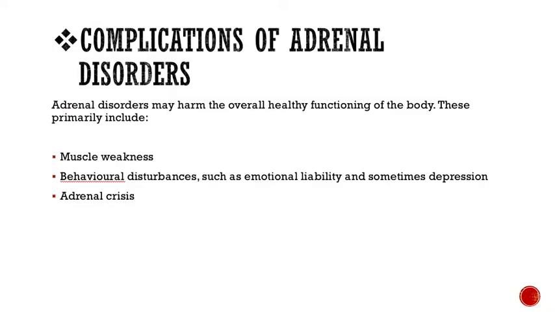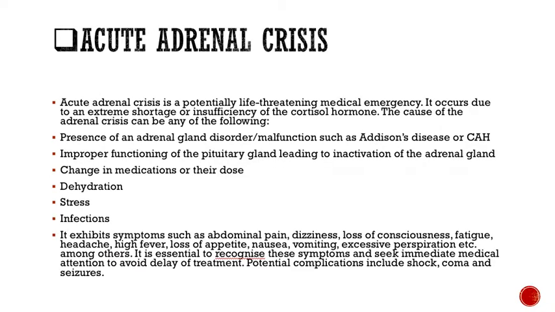Complications of adrenal disorders. Adrenal disorders may harm the overall healthy functioning of the body. These primarily include muscle weakness, behavioral disturbances such as emotional lability and sometimes depression, and also adrenal crisis. Acute adrenal crisis is a potentially life-threatening medical emergency. It occurs due to an extreme shortage or insufficiency of the cortisol hormone. The cause of the adrenal crisis can be any of the following.